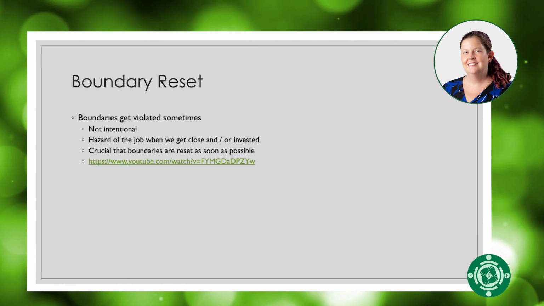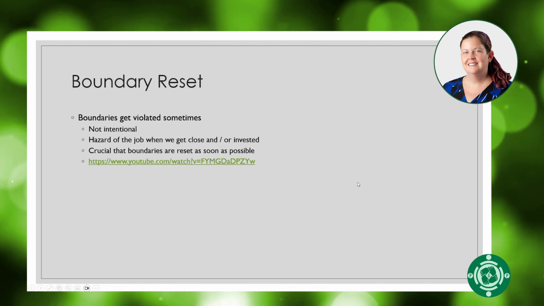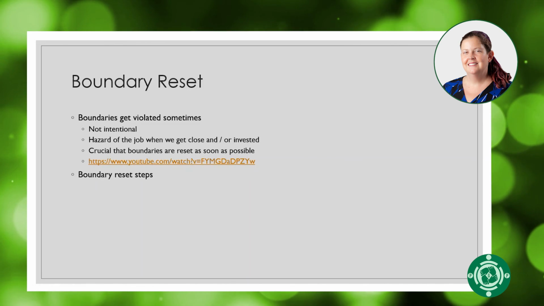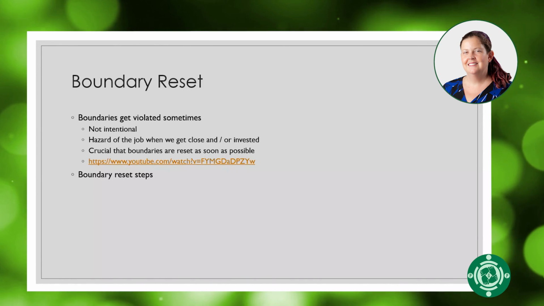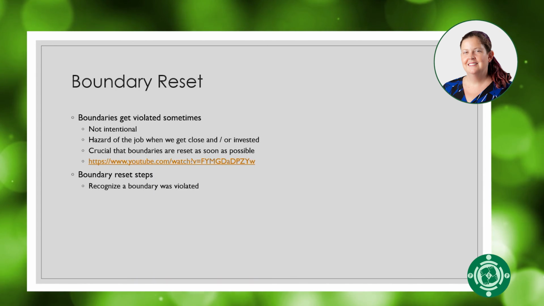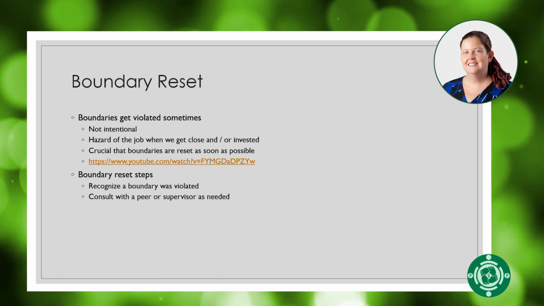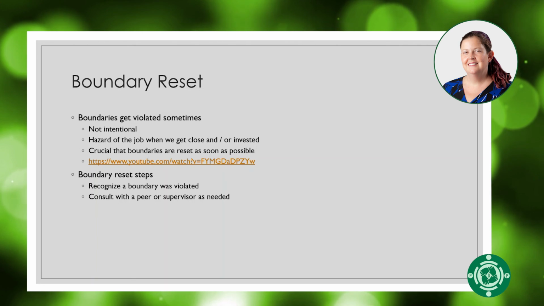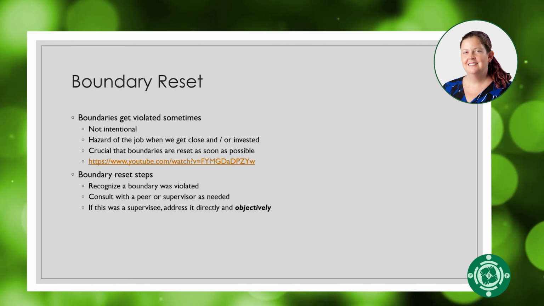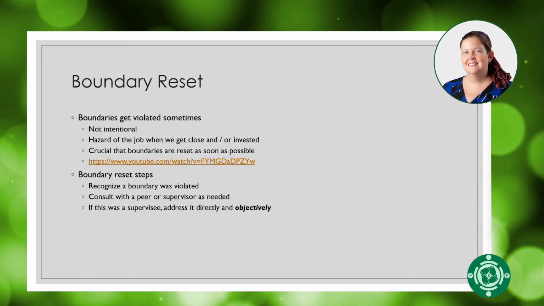Sometimes boundaries get violated. It's not intentional, it's a hazard of the job, it happens. So we need to make sure that we're resetting those boundaries as soon as possible. When we need to reset boundaries, that means we've realized a violation has happened and we need to fix it. First, we have to recognize that a boundary was violated in the first place. If needed, consult with a peer or a supervisor to talk about it and what needs to be done. If it was a supervisee, let's say you saw a supervisee violate a boundary, make sure you address it objectively. It's a learning moment.